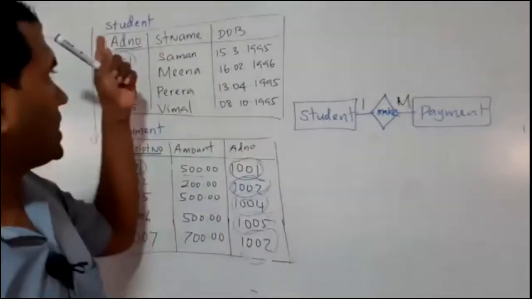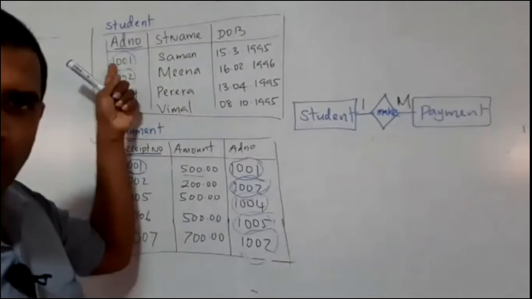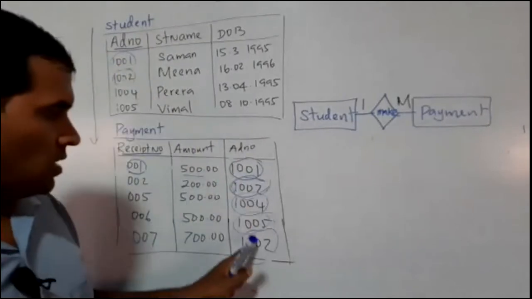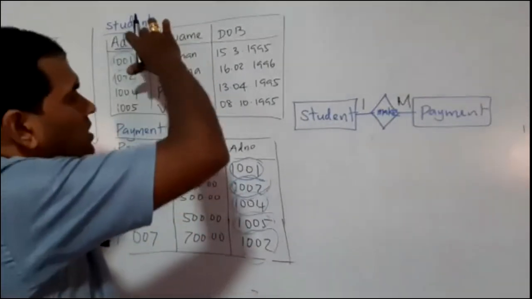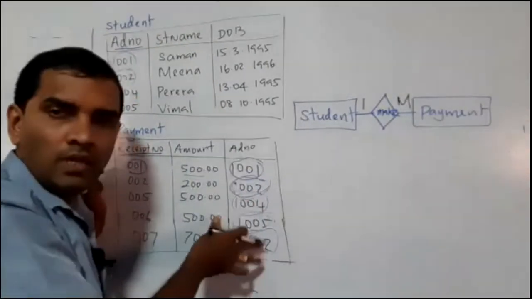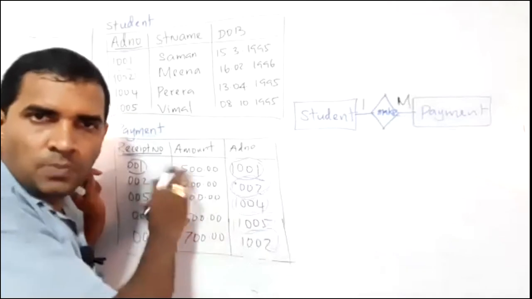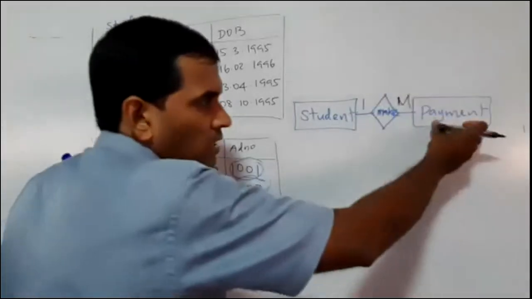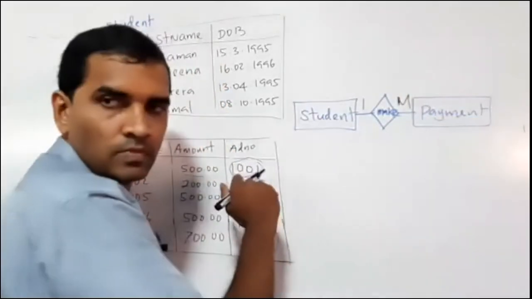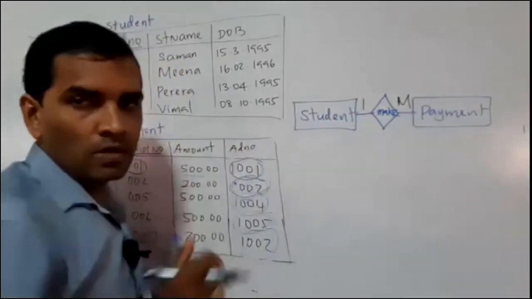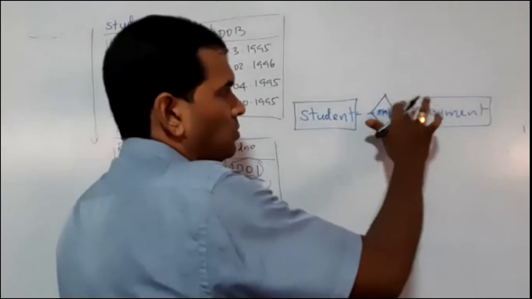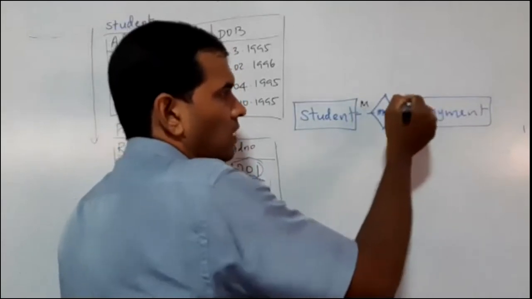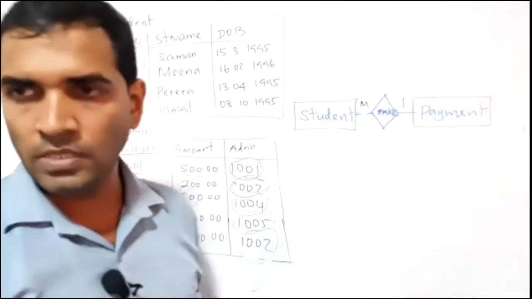Okay? Because as we discussed earlier, one data in student table has two similar data in the second table, which means payment table. So on the payment side, I put many. On the student side, I put one. Okay? I cannot put many here and one here. This is wrong in these tables.